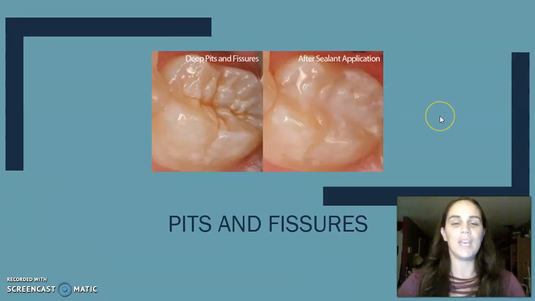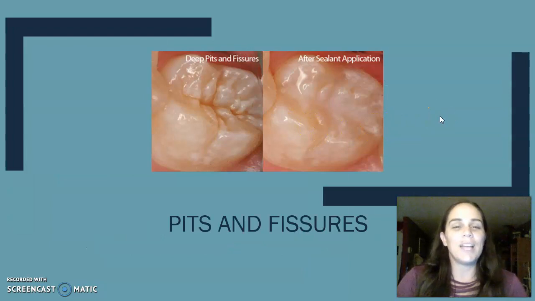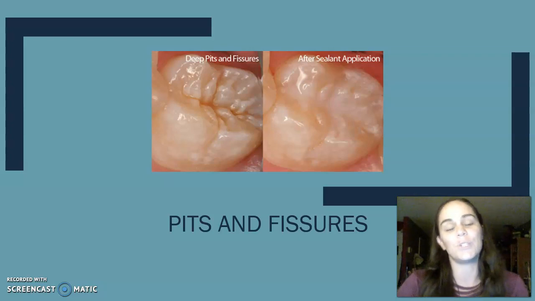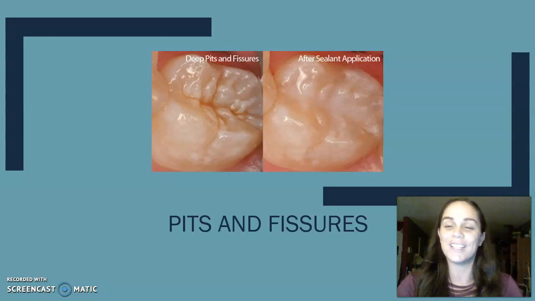Dental sealants are applied to the occlusal surface of the teeth in the pits and fissures to prevent tooth decay. Scientific studies have found that the proper placement of dental sealants will prevent cavities up to 100% of the time, as long as they are installed correctly.